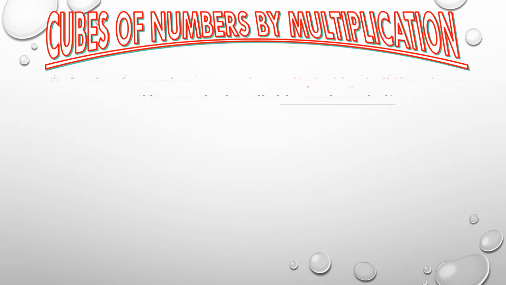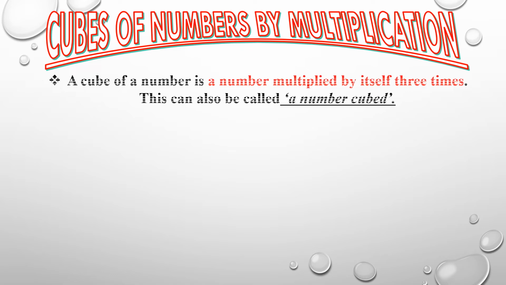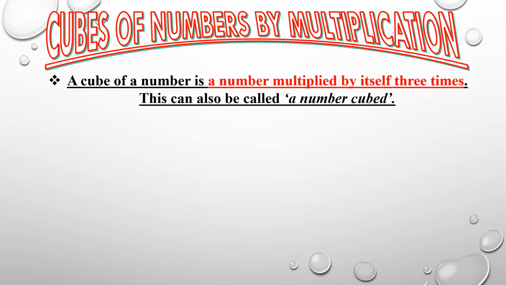Very simple task, and we are going to see what is a cube of a number. This is a number multiplied by itself 3 times. This can also be called a number cubed. So a cube of a number is a number multiplied by itself 3 times, and we are saying that this can also be called a number cubed. So we'll check by use of examples what we will be doing in that exercise.